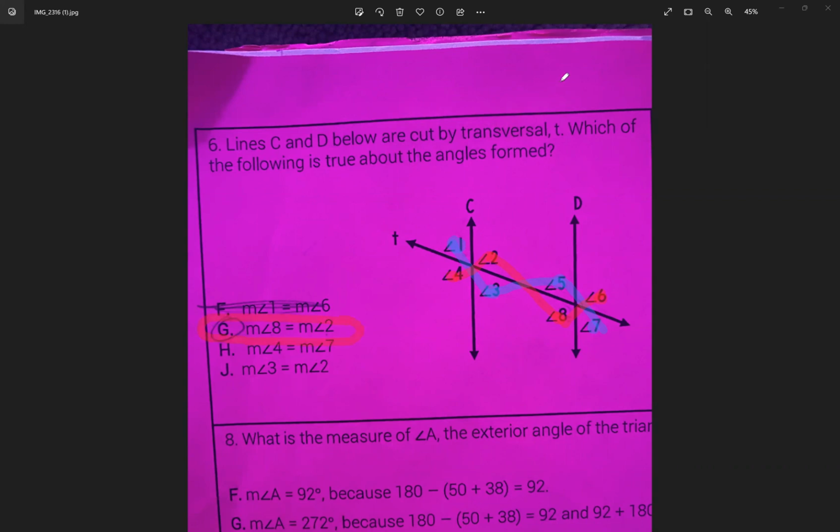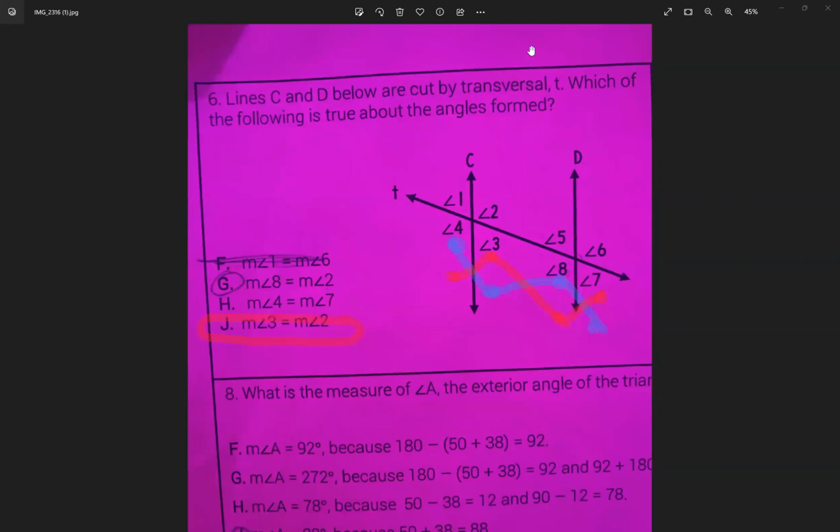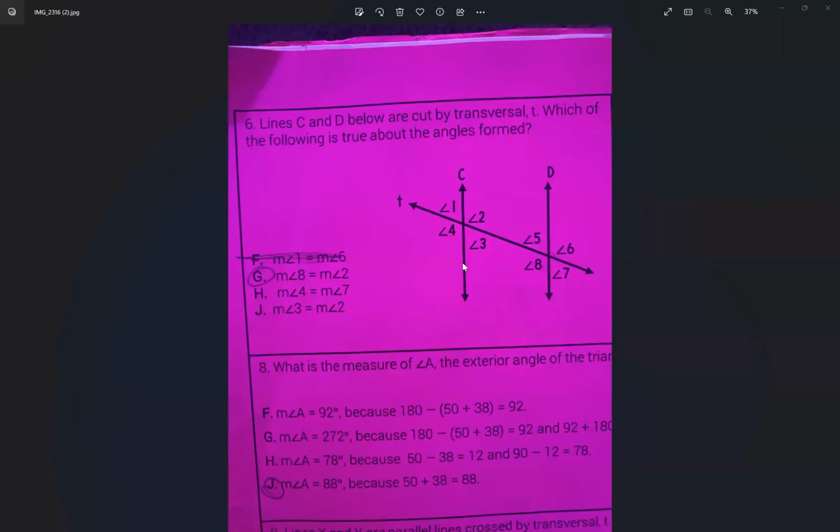Now was 8 the last one? Let me check the email. 6, we just did. You want to do 8 and 7? Yeah, do 8 and 7. 2 more. Okay, actually, let me share a screen first. Okay, you can see 8, right?